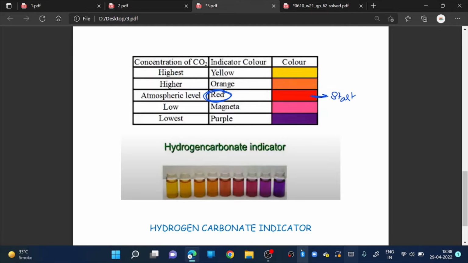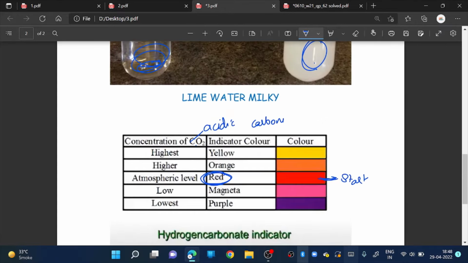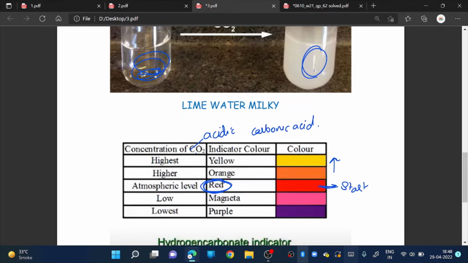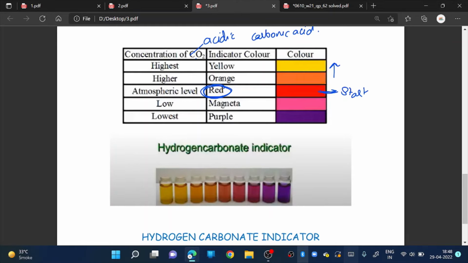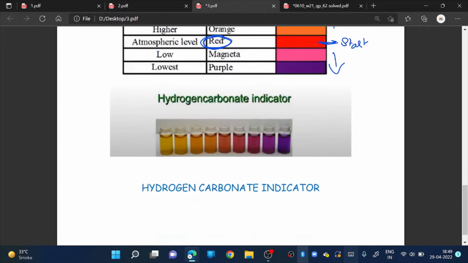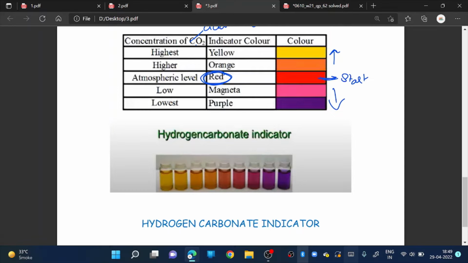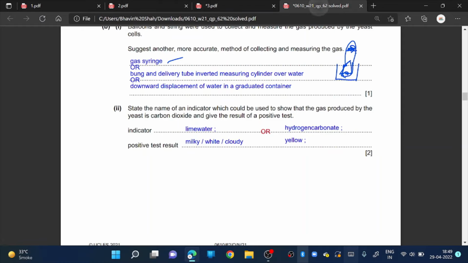As the carbon dioxide concentration increases, it will become more acidic because it dissolves in water to form carbonic acid. So you can see that the colors will start to go deeper, as in we are looking at orange, yellow, or if it is lower, in the alkaline, it starts to go from purple, magenta, etc. So this is the hydrogen carbonate indicator that is used very commonly for the carbon dioxide test.